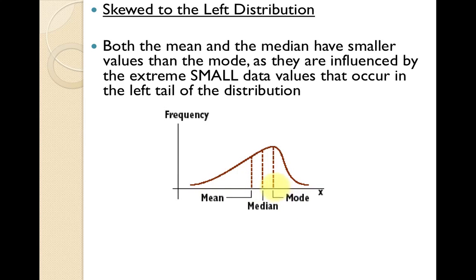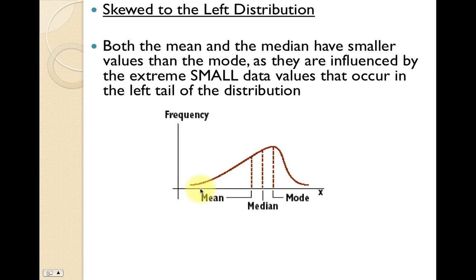Notice that here's the mode. The mean is going to be pulled out to the left because it's going to be made smaller because of these small data values down here that are basically dragging it to the left. The median is also going to be pulled somewhat to the left, but not as far to the left as the mean. The mean is really pulled lower because of these low data values.